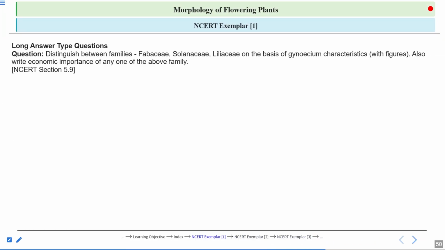Next question, and this is a long answer type of question. Distinguish between the families Fabaceae, Solanaceae, Liliaceae on the basis of gynoecium characteristic with figures. Also write economic importance of any one of the above family. So let us see the answer.